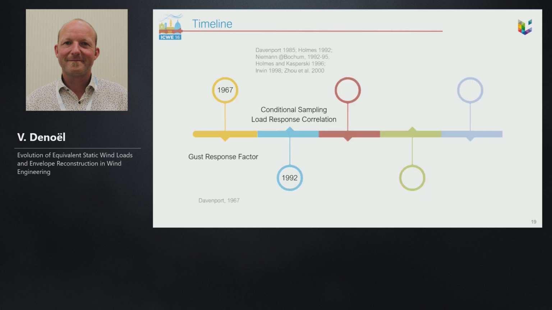But this is not it, and there were some other solutions given to the problem. One of the most famous, and I think this was really pioneering work in the process of equivalent static wind loads, is the load response correlation. This is a method that was initially set up in the 1990s with the works of Holmes, and those, of course, who also have been done in Bochum.